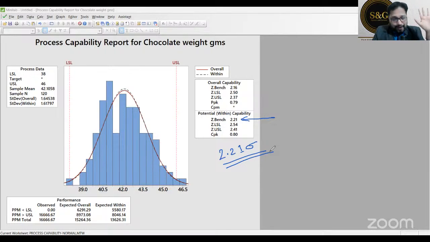I'm absolutely okay. But at least once you should understand. That's what I believe. Once you become a black belt, master black belt, at least you should understand what is going on at the back end of the software. That's why I'm opening this up. That's why I'm giving you all the process capability calculations today. Clear? Okay. Once, we have to understand.